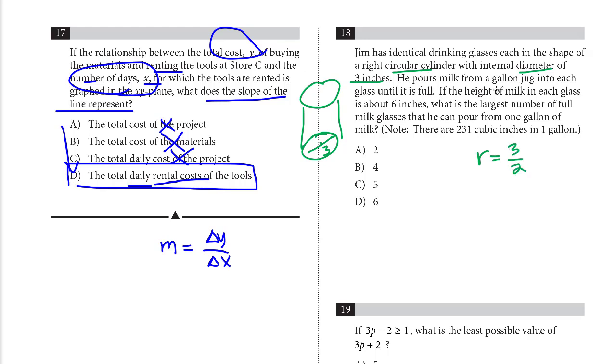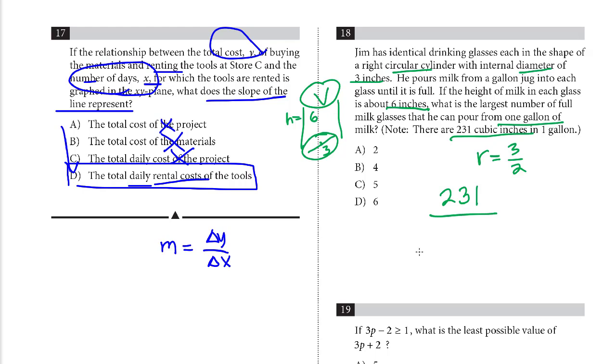Okay? If the height of the milk in each glass is about 6 inches, so our cylinder has a height that's equal to 6, what is the largest number of full milk glasses you can pour from 1 gallon? So they tell us 1 gallon is 231 cubic inches. So for 1 gallon, the total volume, 231, should be divided by the volume of each cup to get the number of cups.